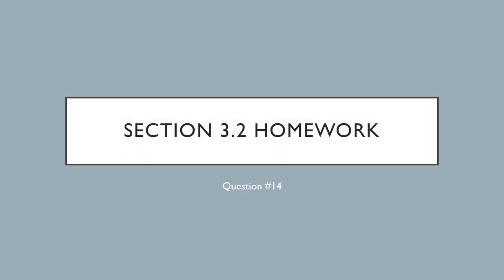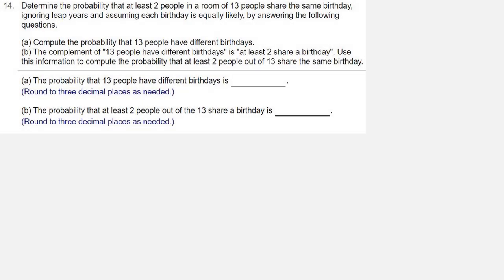Okay, so we're looking at homework from section 3.2. We're looking at problem number 14, which is one of my favorite problems in this entire book. We're going to determine the probability that at least 2 people in a room of 13 people share the same birthday, ignoring leap years and assuming each birthday is equally likely, by answering the following questions.